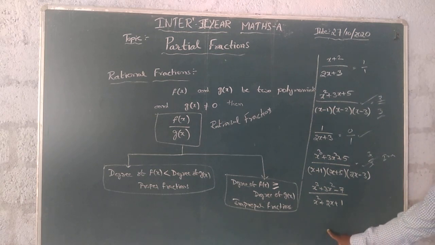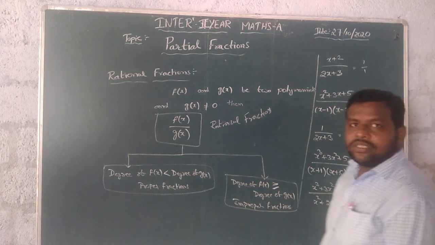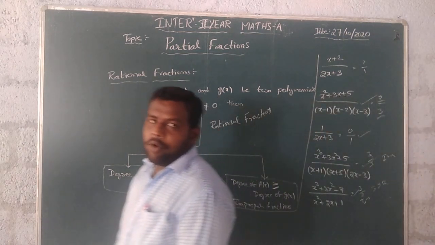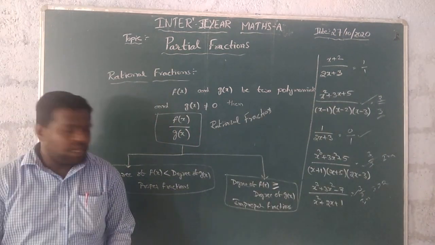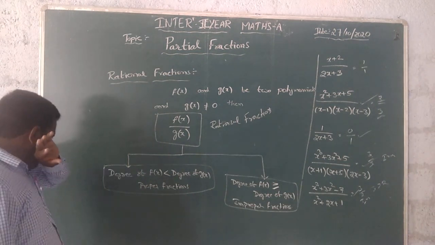In the last example, what is the degree of the numerator? 3. Degree of the denominator, 2. So 3 is greater than 2. So the degree of the numerator is greater than the degree of the denominator. Then this fraction is called an improper fraction. So rational fractions are of two types. First one is proper fraction. Second one, improper fraction.